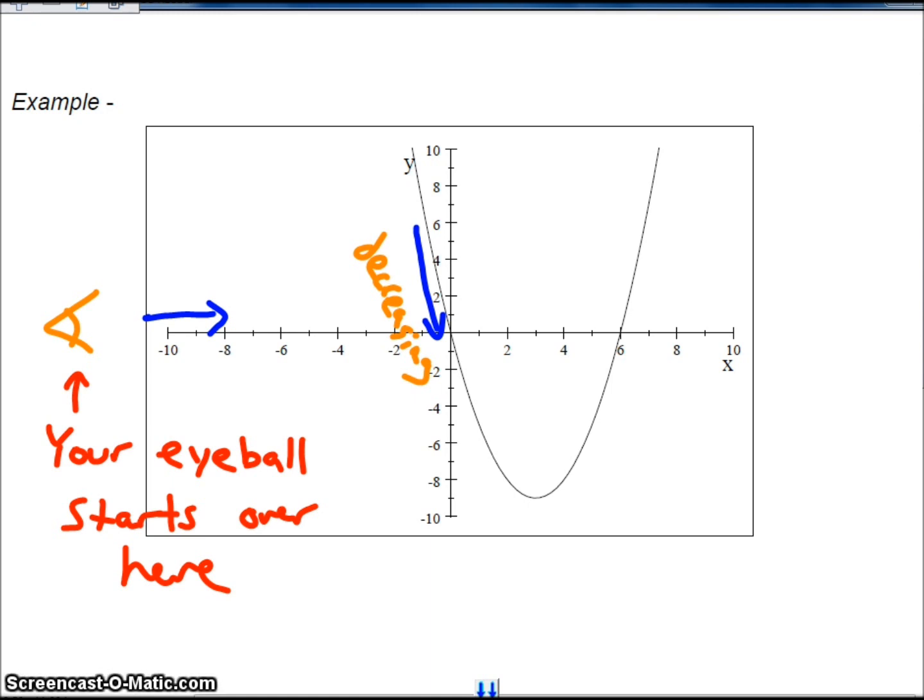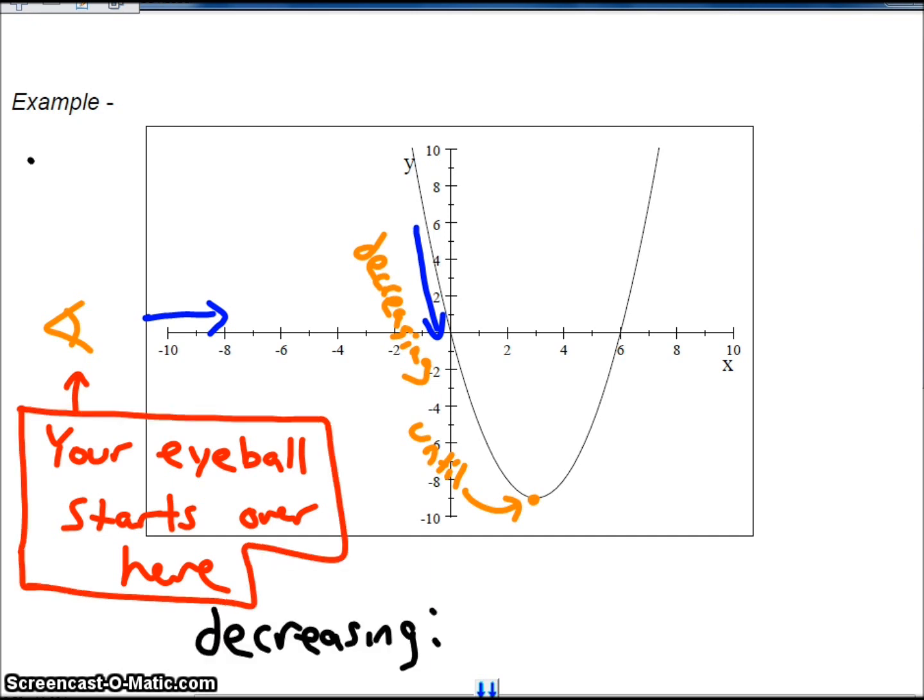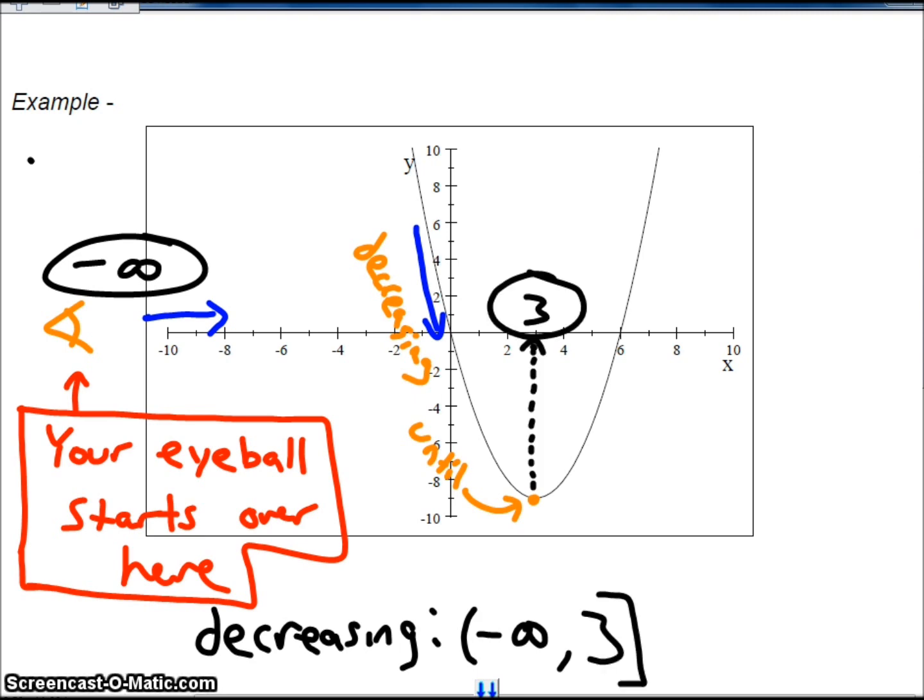And since we're starting from the very left-hand side, we're starting from -infinity, and the graph is decreasing until we reach this point right here at the very bottom. That's where it stops decreasing. And what we want to pick out from that is the x-coordinate at which it stops decreasing. So we would say it stops decreasing where x is equal to 3. So it's decreasing from -infinity, because we're starting from the very left-hand side, until we reach x equals 3. And so that's what we're going to put there.